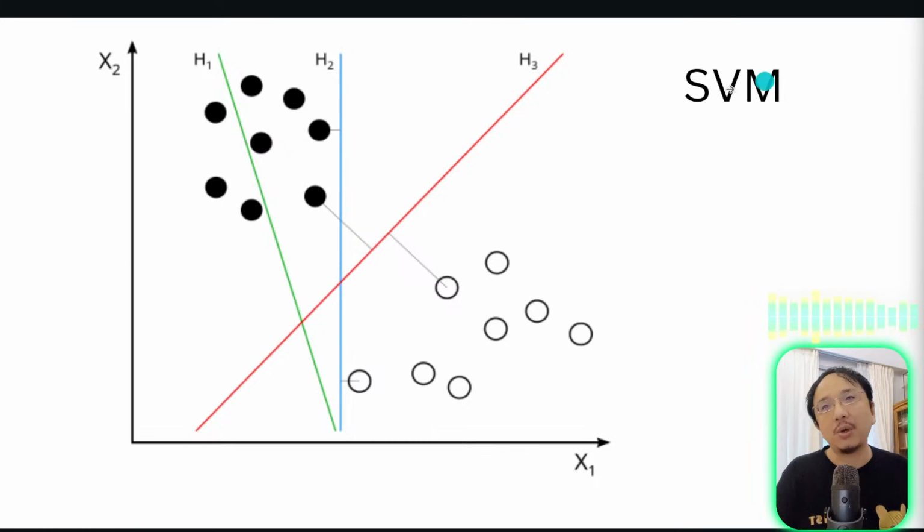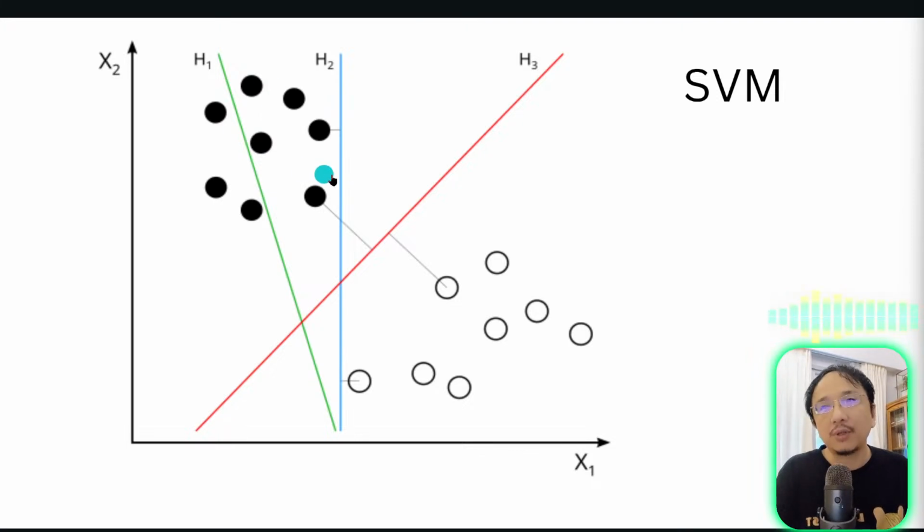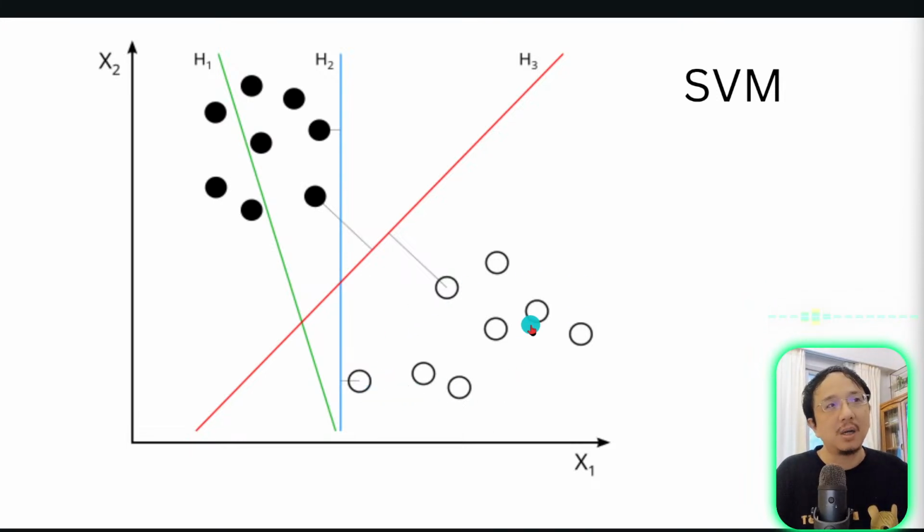You can see that suppose we have two different classes. The first one is a black class of the black dots, and the second class we have these white circles. We have two different classes of samples. Our goal is to use a straight line to separate these two different classes.